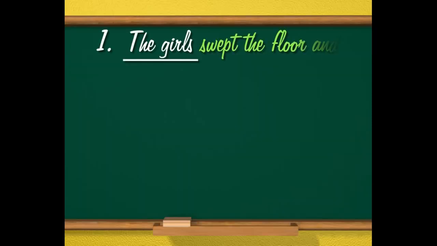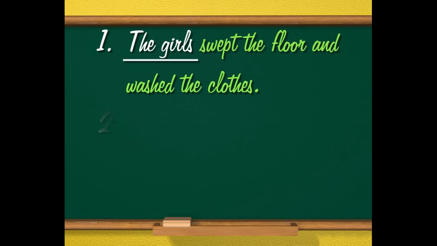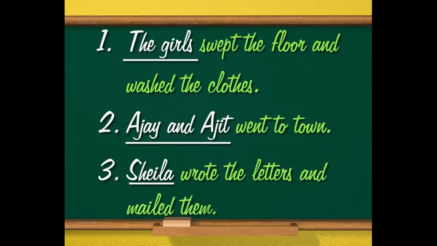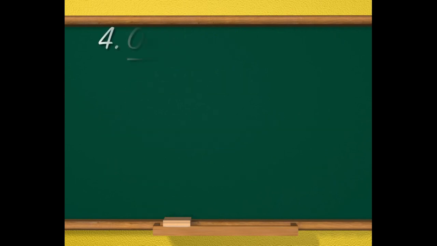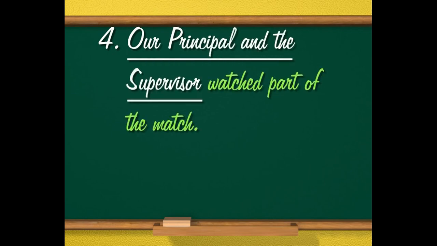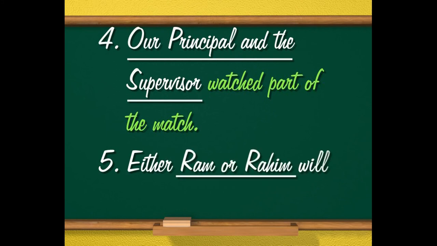Answer 1. The girls swept the floor and washed the clothes. The next answer. Ajay and Ajit went to the town. Next. Sheila wrote the letters and mailed them. Next answer. Our principal and the supervisor watched part of the match. Next answer. Either Ram or Rahim will conduct the meeting.